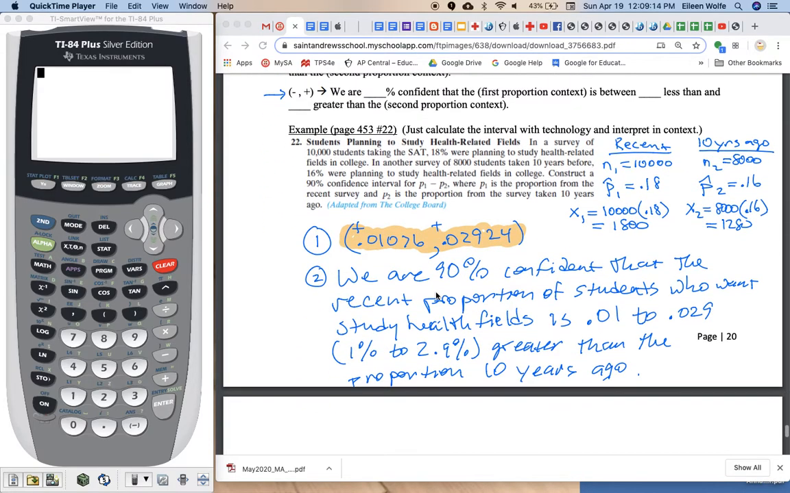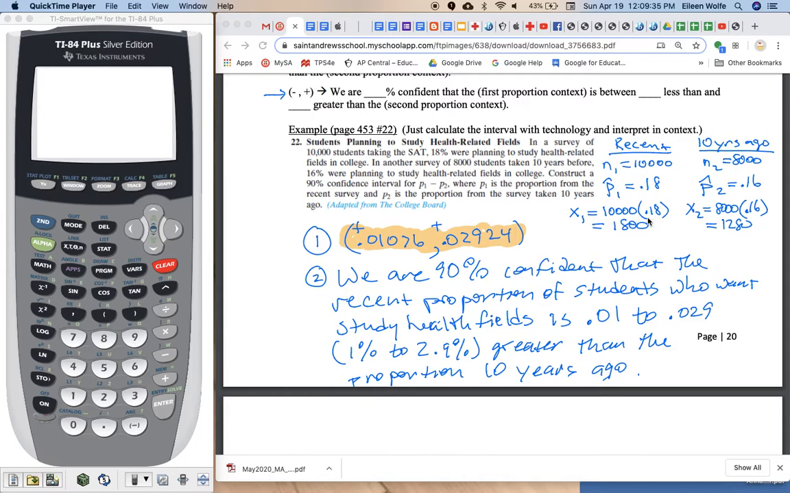So for my example here, I've got students who took the SAT. They answered a questionnaire about what they plan to study. In a recent survey, of 10,000 students, 18% were planning to study health fields. And 10 years ago, in a survey of 8,000 students, 16% were planning on studying health fields.